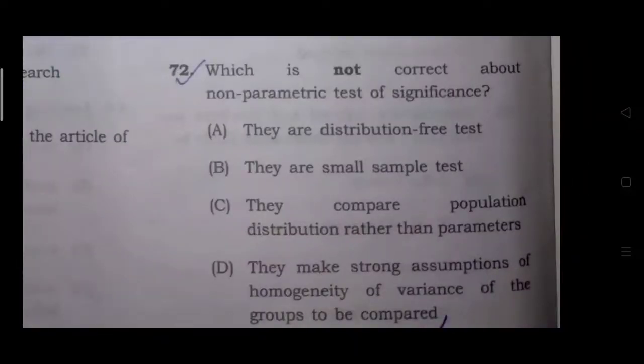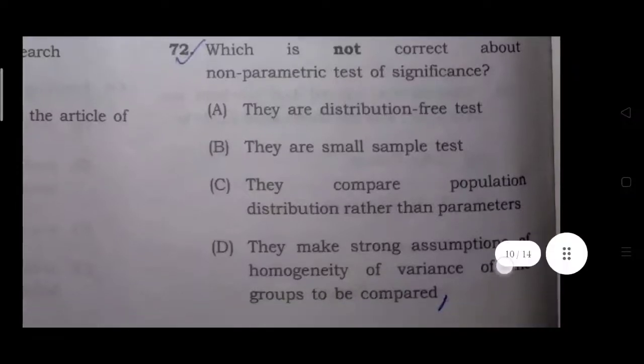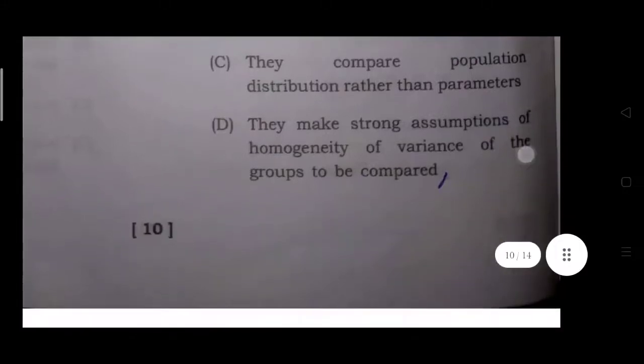Option A, they are distribution-free tests. That is correct about non-parametric tests. B is also correct, they are small sample tests. C is also correct, they compare population distributions rather than parameters. Here option D is not correct. What does it say? That they make strong assumptions of homogeneity of variance of the groups to be compared. So option D is the correct answer.